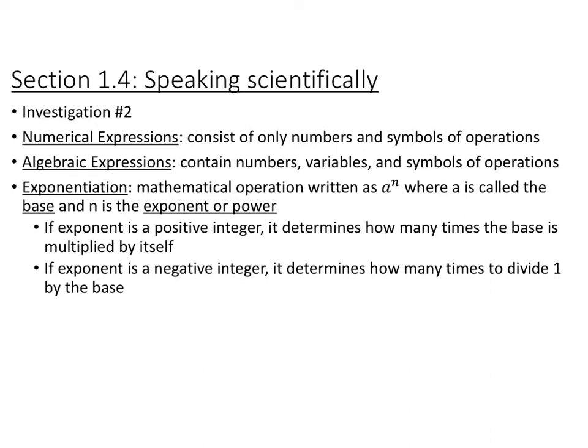Exponentiation is the operation that we write as a to the nth power, where a is our base and n is our exponent or our power. If the exponent's a positive number, it determines how many times the base is being multiplied by itself. If the exponent is a negative number, it determines how many times 1 is being divided by the base.